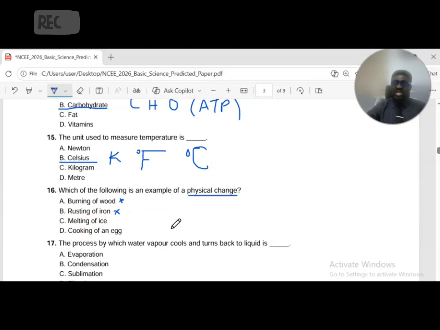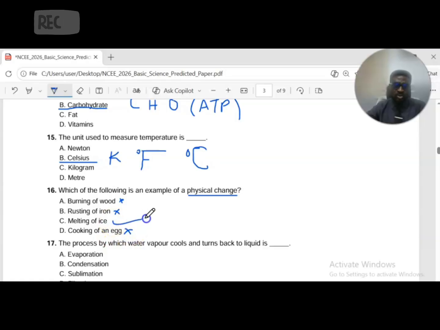Melting of ice. Water in solid state is ice due to frost or freezing. Then when it's melting due to temperature changes, it changes back to the liquid form of water. So is melting of ice the option? Let's find out after comparing option D as well. Cooking of an egg. When you cook an egg from raw to cooked, does it return back to its original form? The answer is no.